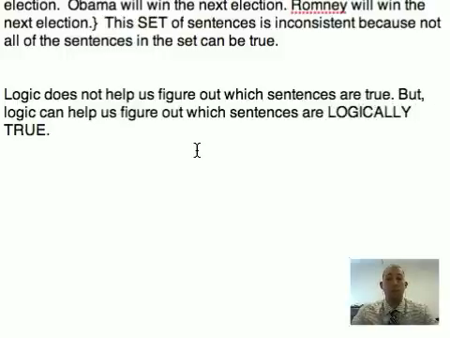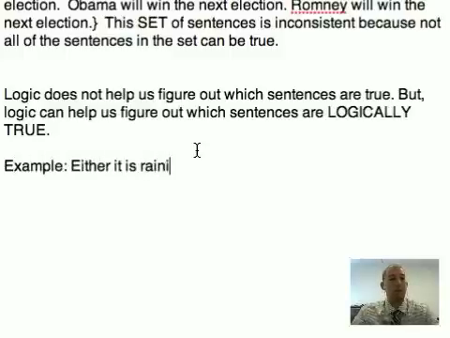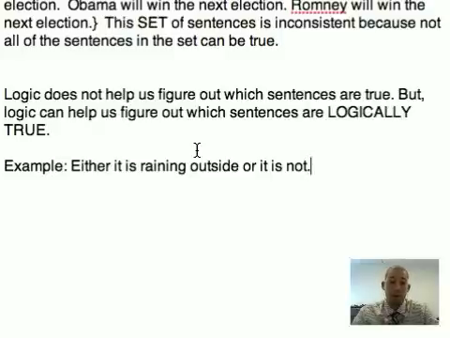And so here's what we mean by logically true. Or sorry, let me give you the example first that I said. Either it is raining outside or it is not. So let that be our whole sentence. This sentence will always be true, because suppose it's raining outside, then this sentence is true. Why? Because it says either it is raining outside or it is not. And it is in fact raining outside, so this sentence is true.